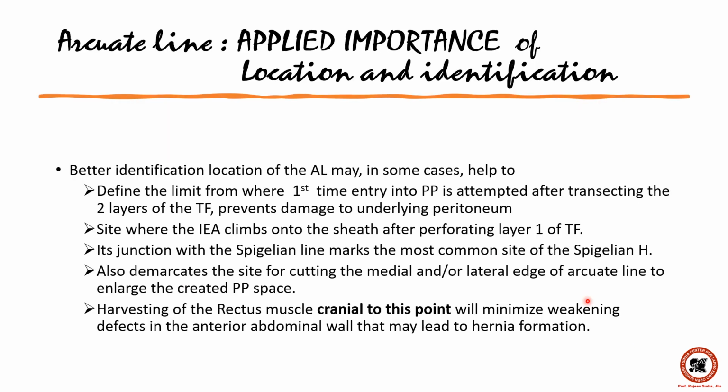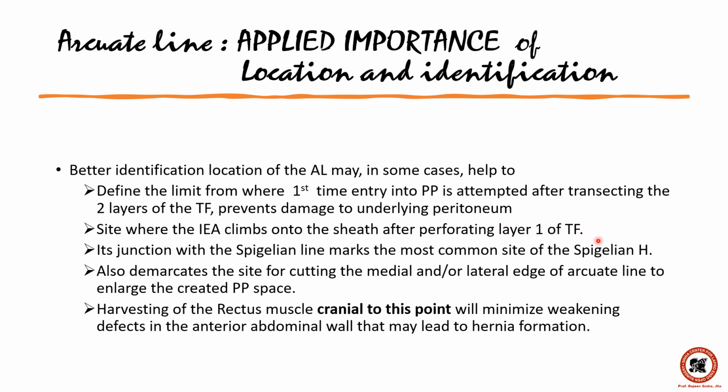So, what is the applied importance? Why are we so worried about the arcuate line? For the simple reason, number one, as I said earlier, it defines the first-time entry into the preperitoneal space and prevents a pneumoperitoneum and possible injury to the peritoneum. That's very important. Number two, this is the site where the inferior epigastric artery is going to climb onto the sheath after perforating the first layer of transversalis fascia.